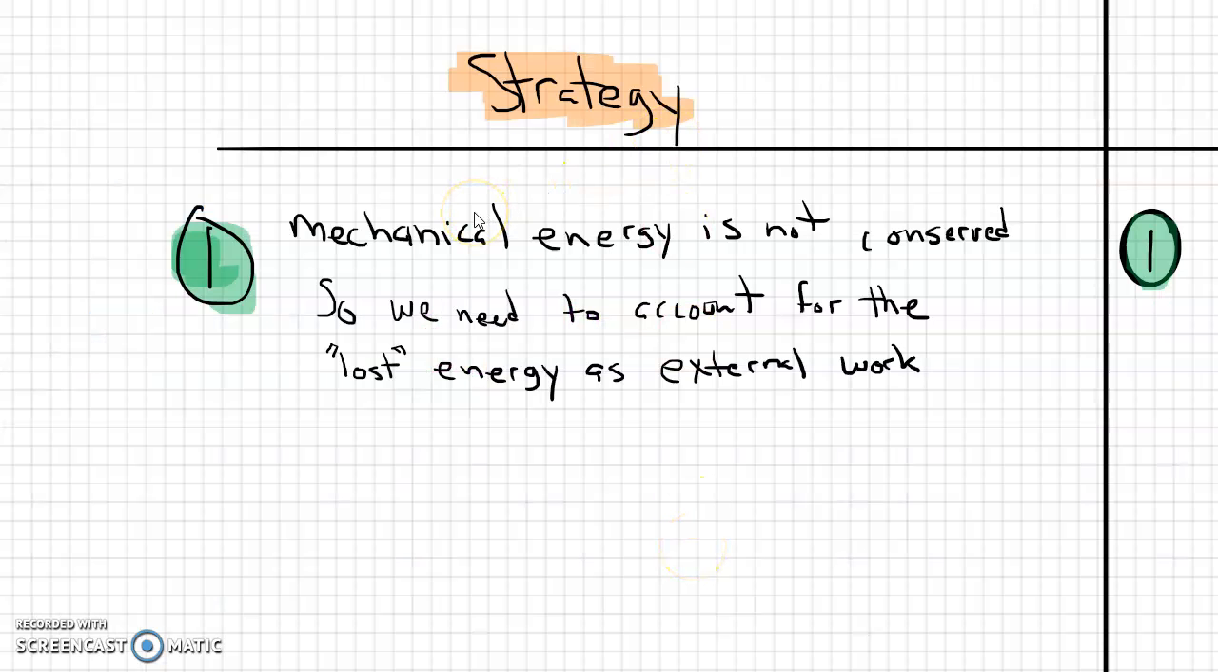So in our strategy here, we have an external force acting on it, so mechanical energy is not conserved. What we need to do is account for this "lost" energy, and you notice it's in quotation marks here, as external work. Now again, I want to emphasize here that energy is really never lost. It's never destroyed.